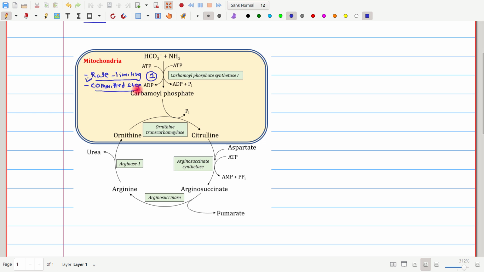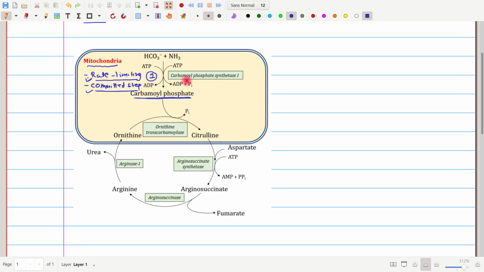The second is committed step. What is the meaning of that? See, in this first reaction, carbamoyl phosphate is synthesized inside the mitochondria. And this carbamoyl phosphate has only one fate, that is to enter the urea cycle. So we can say that once this first reaction takes place, there is a commitment towards the urea cycle. That's why it is called a committed step also. Now, in any metabolic pathway, when a particular reaction is either rate limiting or committed step, that becomes a very good target for various regulatory molecules. Similarly, here also carbamoyl phosphate synthetase 1 is a good target for various regulatory mechanisms in our body.